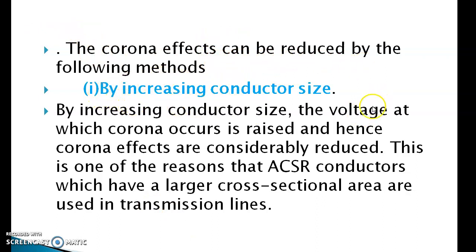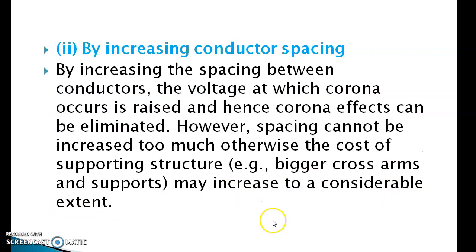First, by increasing the conductor size. By increasing the conductor size, the voltage at which corona occurs is raised, and hence corona effects are considerably reduced. This is one of the reasons that ACSR conductors, which have a large cross-sectional area, are used in transmission lines. Second, by increasing conductor spacing. By increasing spacing between the conductors, the voltage at which corona occurs is raised, and hence corona effect can be eliminated. However, spacing cannot be increased too much, otherwise the cost of supporting structures, that is bigger cross arms and supports, may increase to a considerable extent.